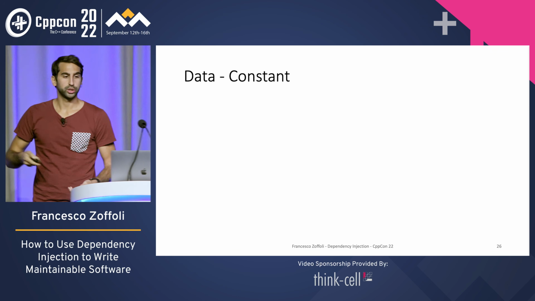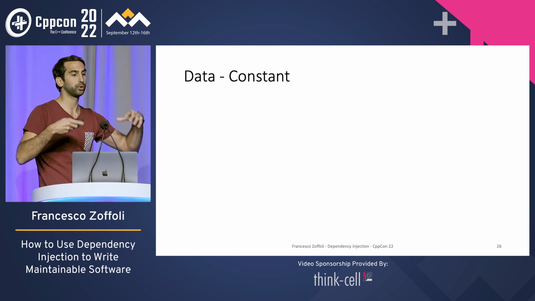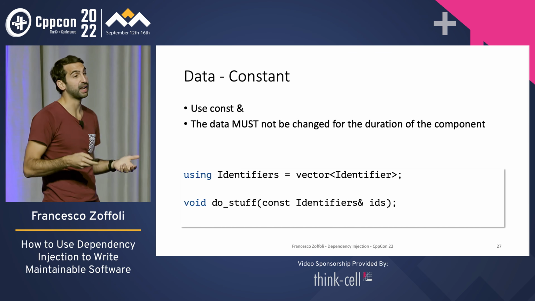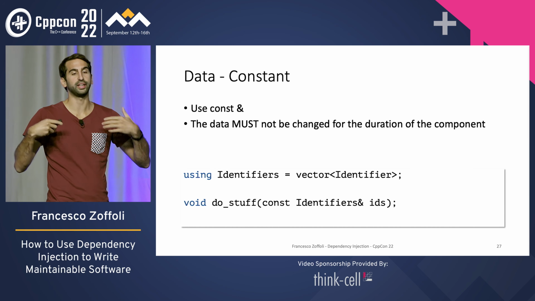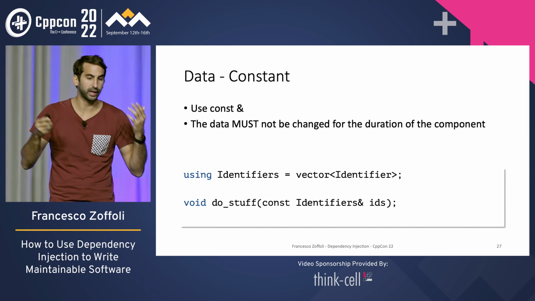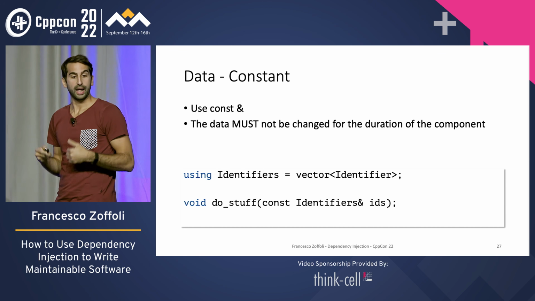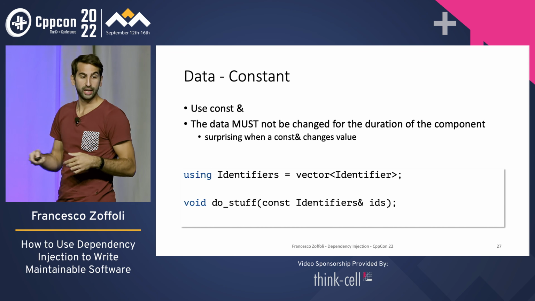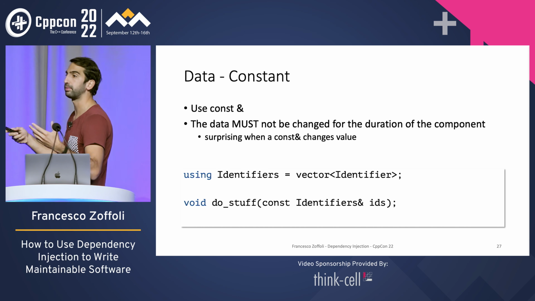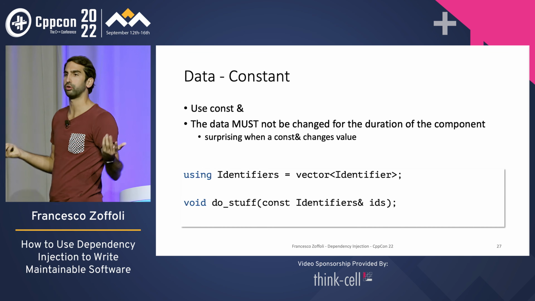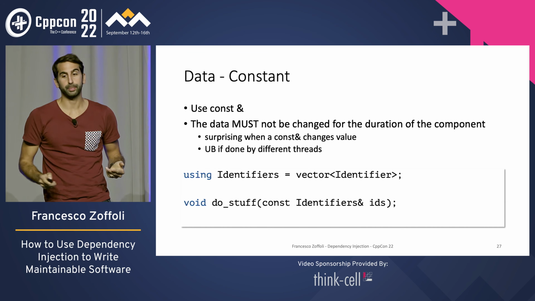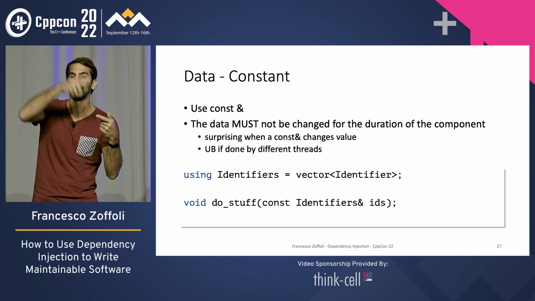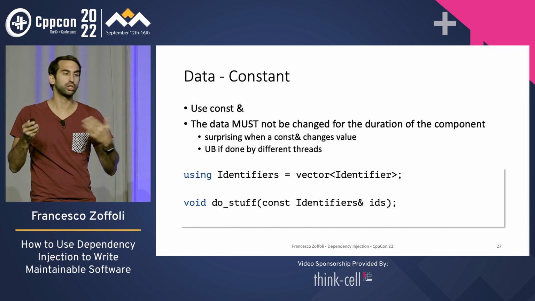So we said the data can be constant. How do we handle the case in which we want to support some data which is not changing? We can take it as a const reference. If you were here for my lightning talk, I wish we had an immutable reference to make it clear to the caller that this cannot be changed, but at the moment, I haven't found a solution for that. And the important thing is data must not be changed for the duration of the component. This is because it's actually very surprising when you're implementing something and your const ref changes while your function executes. And the other aspect is that it's undefined behavior if it's done by a different thread. So you will need some kind of loop to end up modifying your variables, which is going to be quite confusing anyway.